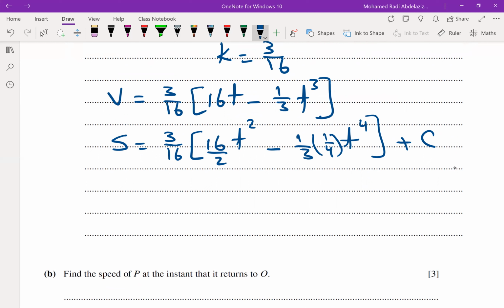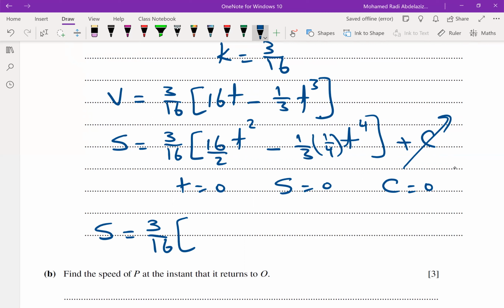By the same way, when t equals 0, s equals 0, so you will get again C is equal to 0. So the final answer of displacement s is equal to 3/16 times (16 divided by 2 is 8, t to the power of 2, minus 1/12 t to the power of 4).